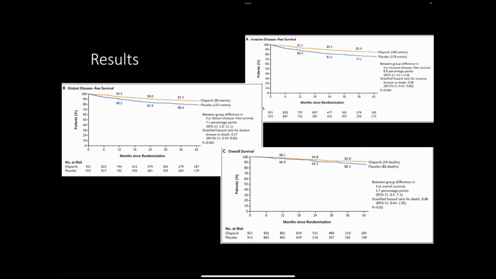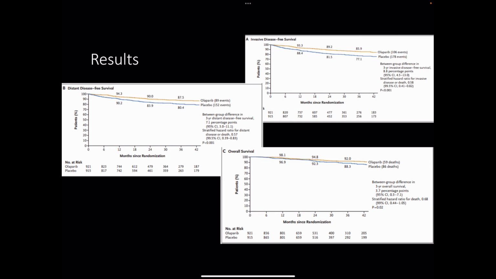So there's obviously a drastic difference. It's about 8%. And then in the distant disease-free survival, it shows 87.5% for Olaparib and then 80.4% for placebo. So here the percentage is not as significant of a difference, but it still is about a 7% difference.